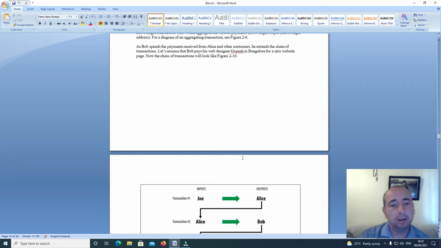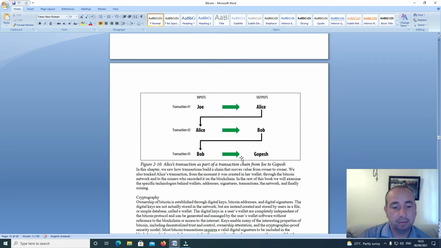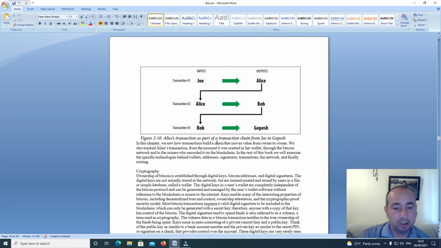As Bob spends the payments received from Alice and other customers, he extends the chain of the transaction. Let's assume that Bob pays his web developer Joseph in Bangalore for a new website page. Now the chain of transactions will look like figure 2.10. So you can see here in figure 2.10 a part of the transaction from Joe to GoFetch.